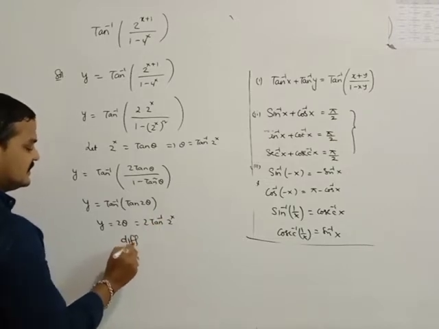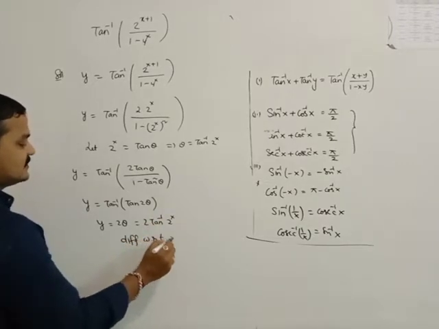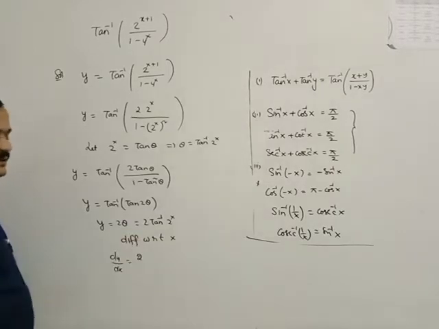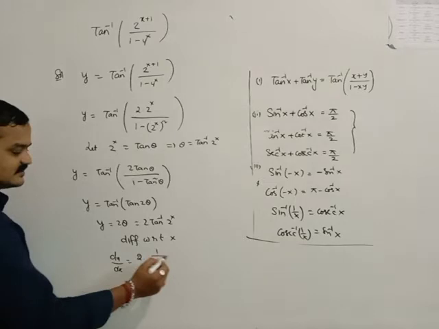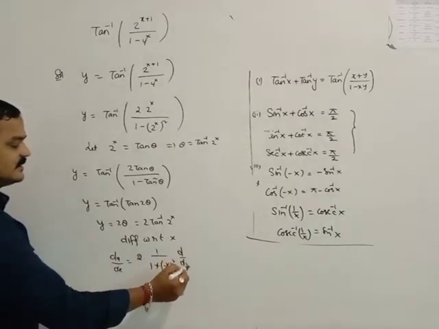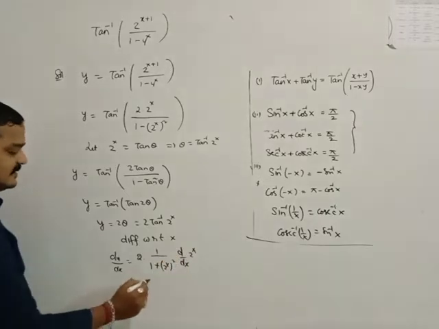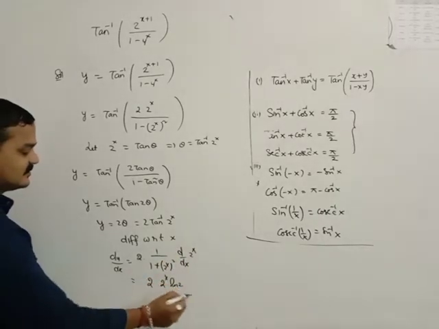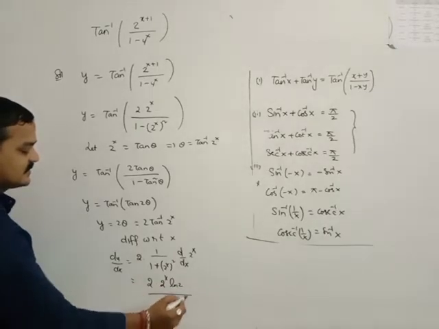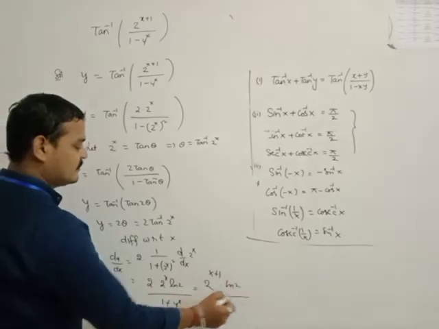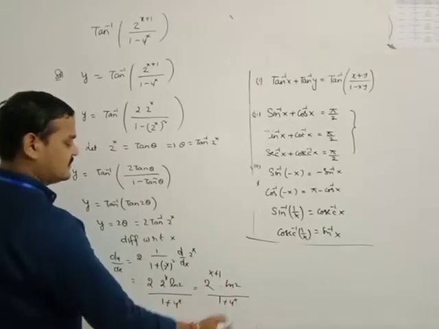It is a composite function. Differentiate with respect to x. dy by dx is equal to 2 into, the first function is tan inverse, derivative is 1 by 1 plus (2 power of x) whole square, into d by dx of 2 power of x. That is 2 into 2 power of x into ln 2 by 1 plus 4 power of x. The final answer is 2 power of x plus 1 into ln 2 by 1 plus 4 power of x.